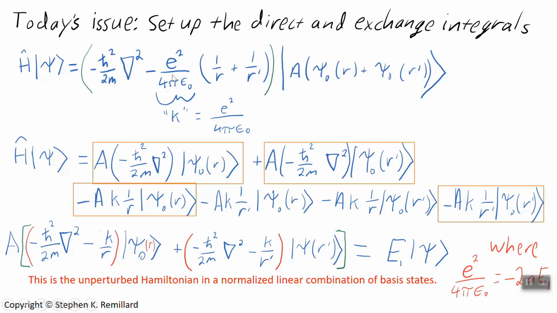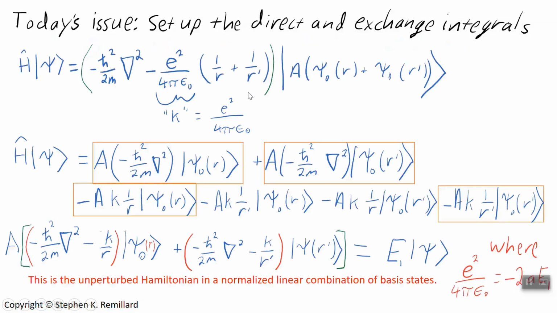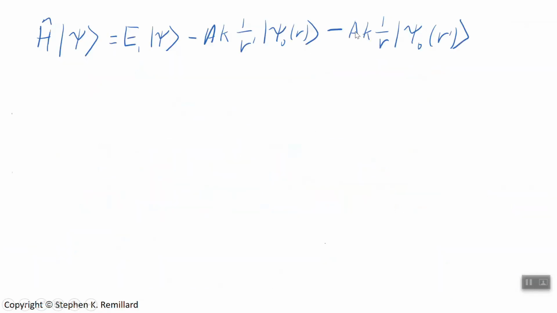This e squared over 4 pi epsilon naught that we keep seeing is also minus 2 times the Bohr radius times E1. So this simplifies it considerably. The electron Hamiltonian operating on the eigenket is the unperturbed ground state energy on that eigenket minus just the potential energies that are remaining. You just have these 2 terms left. And so you can keep those 2 terms explicitly stated.